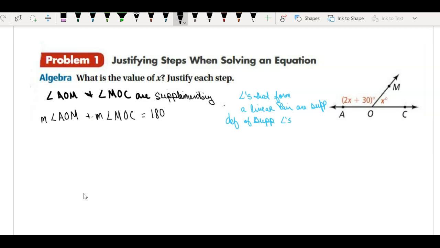So now our next step is we're going to plug in the values. For angle AOM, I have 2x plus 30. And for angle MOC, I have x. And we know that when we add those two angles up, the sum is going to be 180 degrees. What I did was I substituted in my pieces of the equation for my letters, basically. So this is going to be the substitution property.